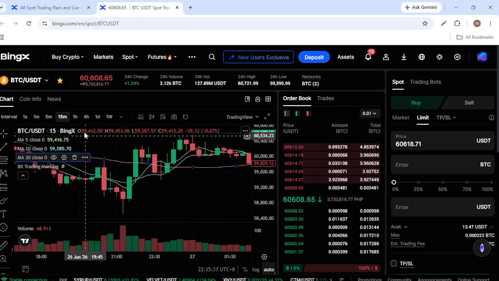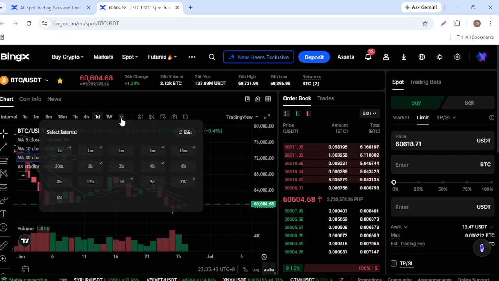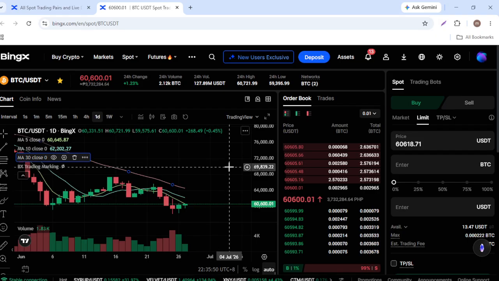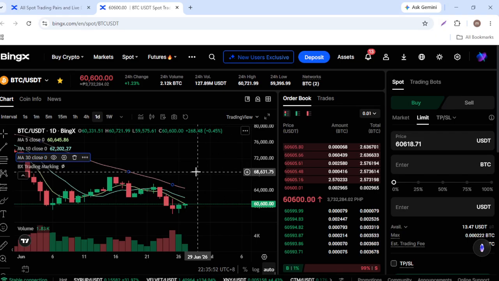Shorter time frames are useful for active traders, while longer time frames provide a broader view of the market. By understanding candlesticks, the price axis, the timeline, and different chart timeframes, you'll have a much better foundation for analyzing the market before placing a trade. And that's how to read BingX price charts.